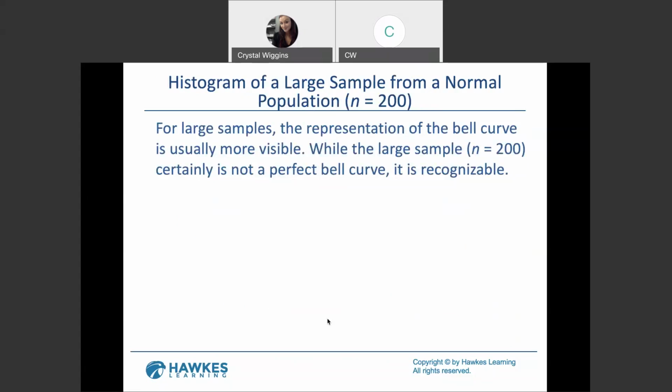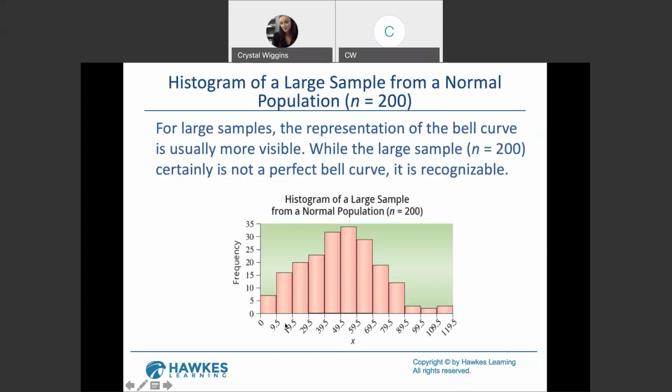For large samples, the representation of the bell-shaped curve is usually more visible. While the large sample of 200 certainly is not a perfect bell-shaped curve, it is recognizable. Now we're seeing a tall bar in the middle tapering down on either side. This isn't perfect. There seems to be a bit of an elongated tail here. But the larger the sample size, the more accurate the curve becomes, and therefore the more accurate your probabilities become as well. So that is just a small discussion about normal distributions and uniform distributions for continuous data.